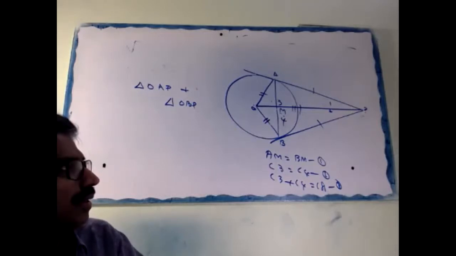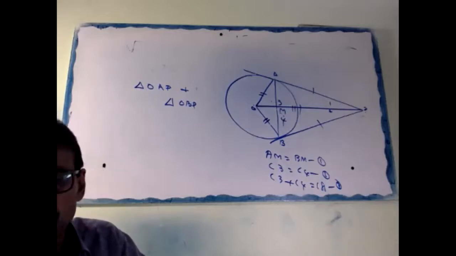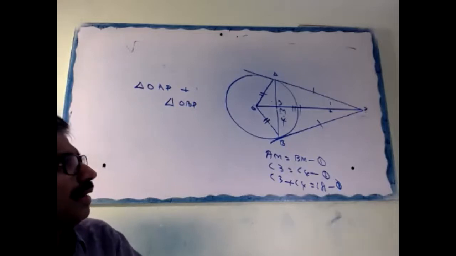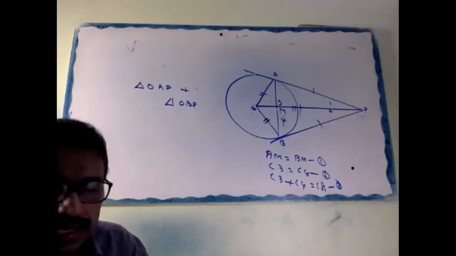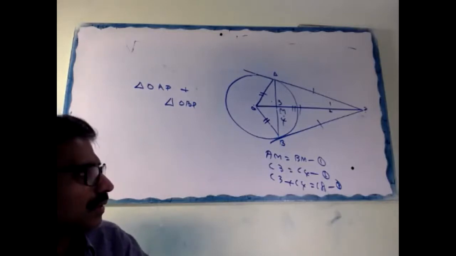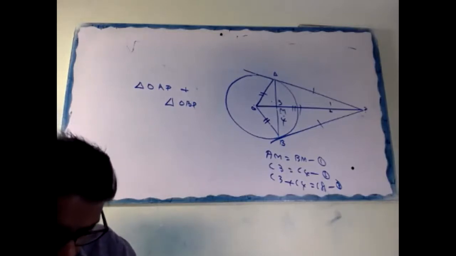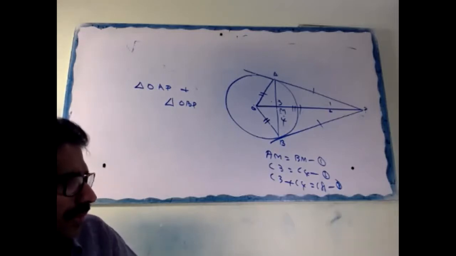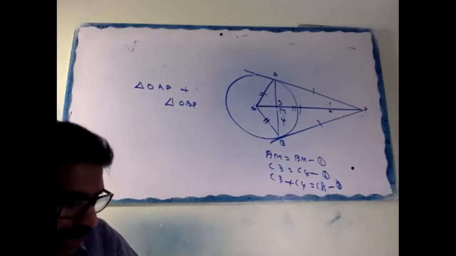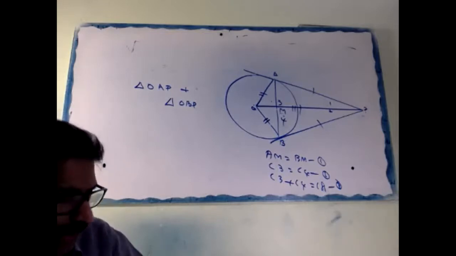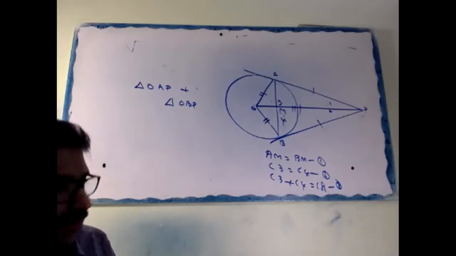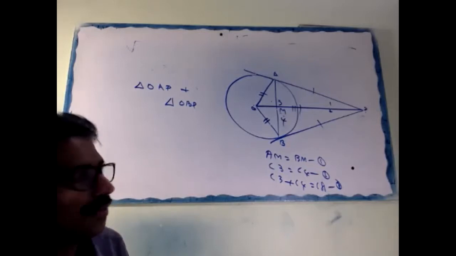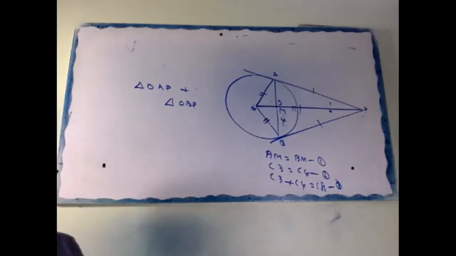Number 1, AM equals BM. Number 2, angle 3 equal to angle 4, by CPCT. But angle 3 plus angle 4 equal to 180 degrees, number 3, linear pair. Then from 1, 2, and 3 we get OP is the perpendicular bisector of AB.